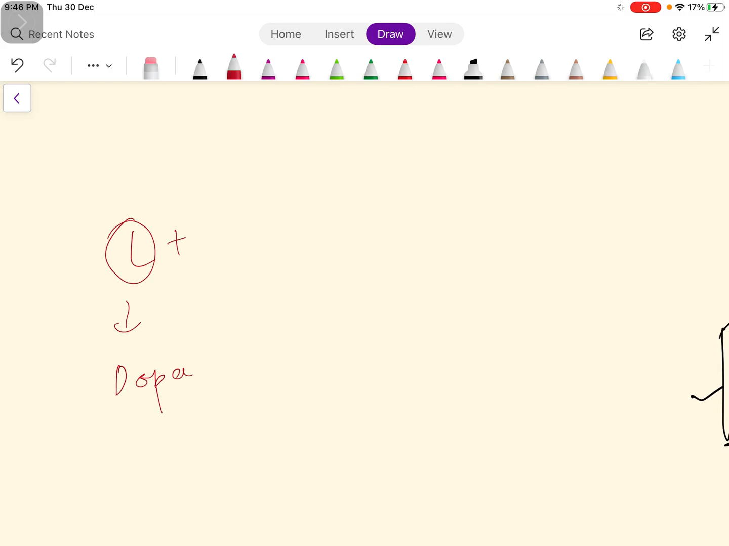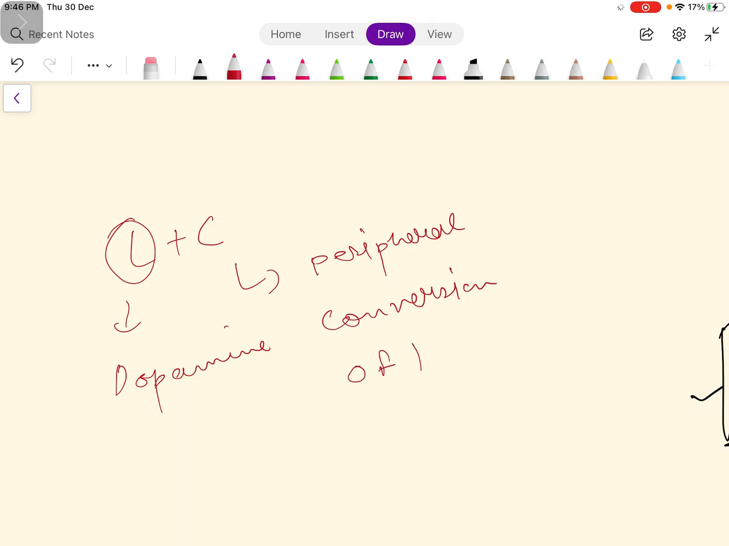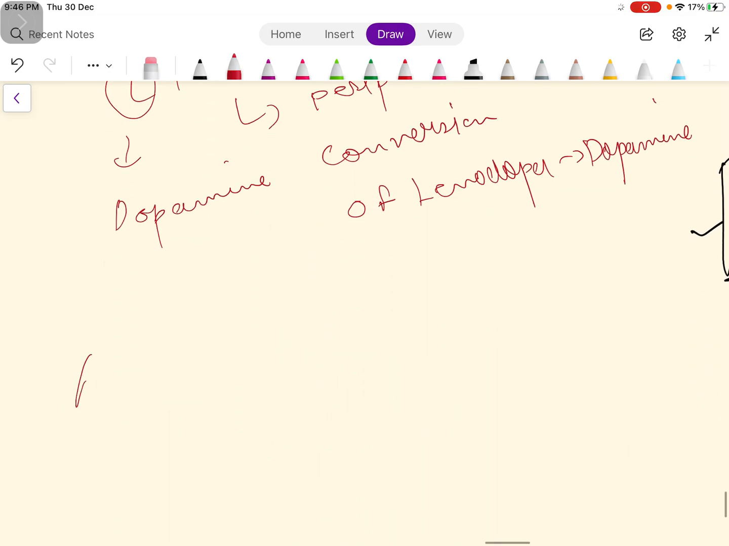So now you understood why we give levodopa, to compensate for the dopamine, right? And why we give this carbidopa, to prevent the peripheral conversion of levodopa to dopamine. Now what are the side effects of this drug?